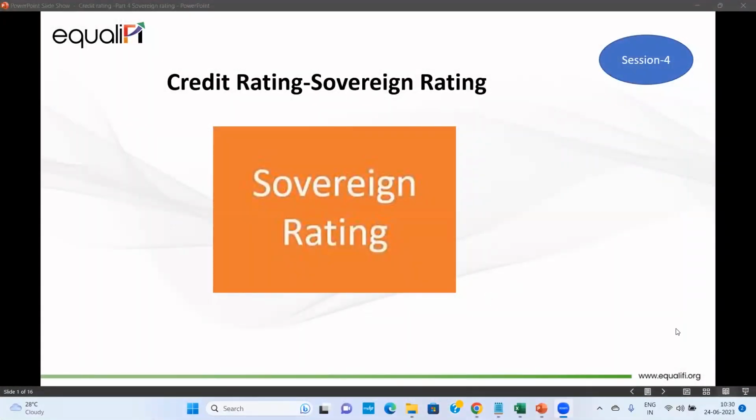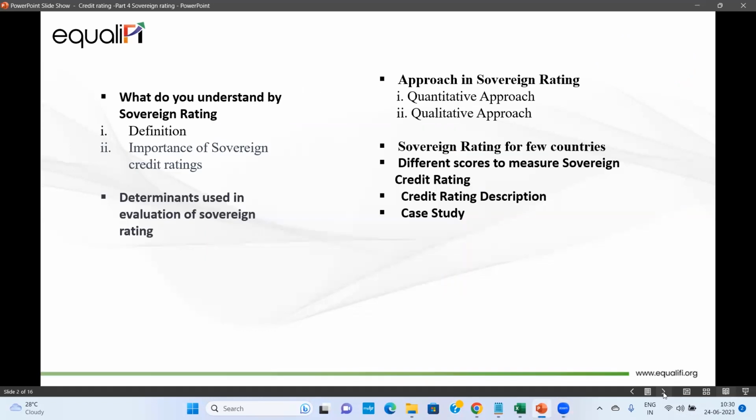This session we are going to cover about sovereign rating. When we talk about sovereign rating, it's the rating of the entire country, right? These are the topics of discussion today.